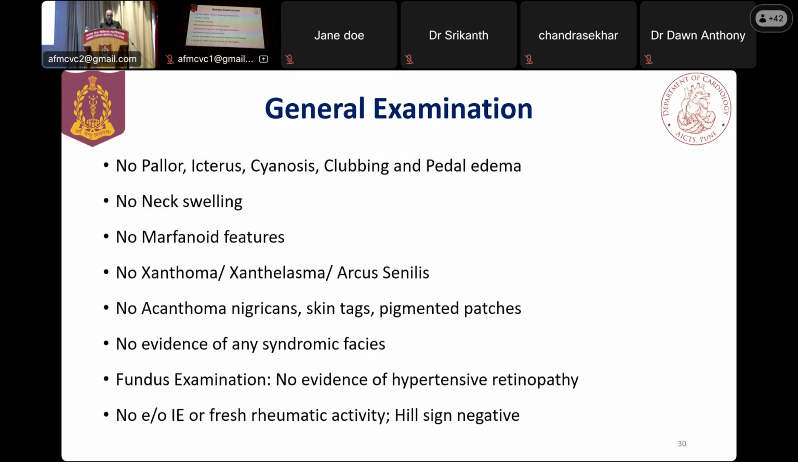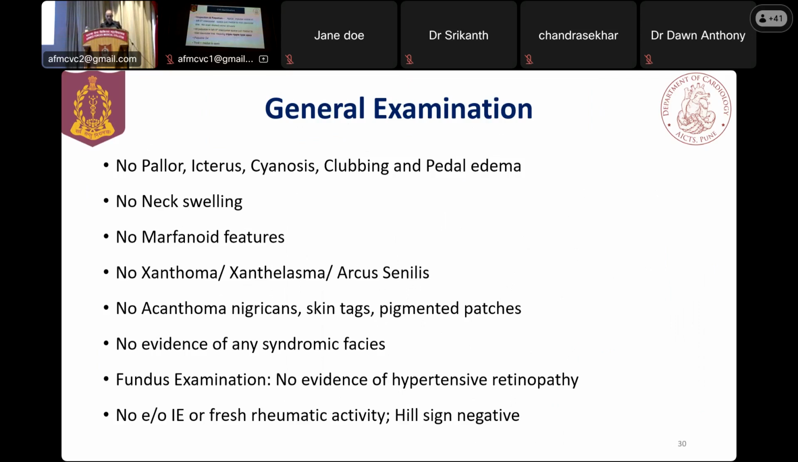There was no pallor, icterus, cyanosis, clubbing, or pedal edema, no neck swelling, no marfanoid features, no xanthoma, xanthelasma, arcus senilis, no acanthosis nigricans, skin tag, pigmented patches, no evidence of any syndromic facies. His fundus examination revealed no evidence of hypertensive retinopathy, no evidence of infective endocarditis or fresh rheumatic activity. Hill's sign was negative.